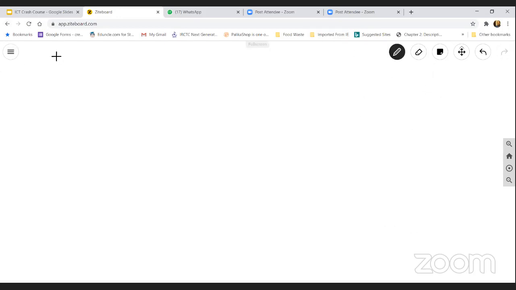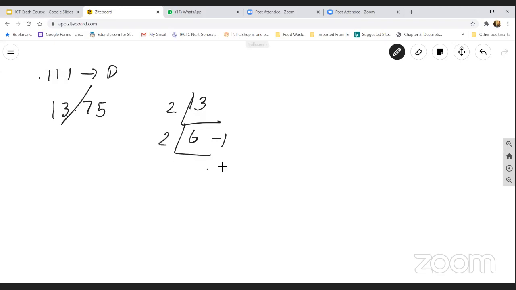We know how to convert binary numbers with a point into decimal numbers. But if they are asking about 13.75, how will you calculate? You have to take separate sections. For 13, you do the calculation: 13 divided by 2 gives 6 remainder 1, 6 gives 3 remainder 0, 3 gives 1 remainder 1, then 1. So 1101 is the binary number of 13.